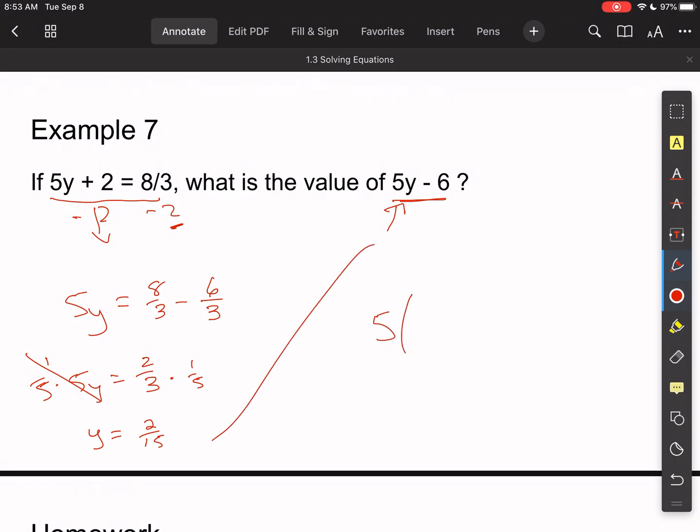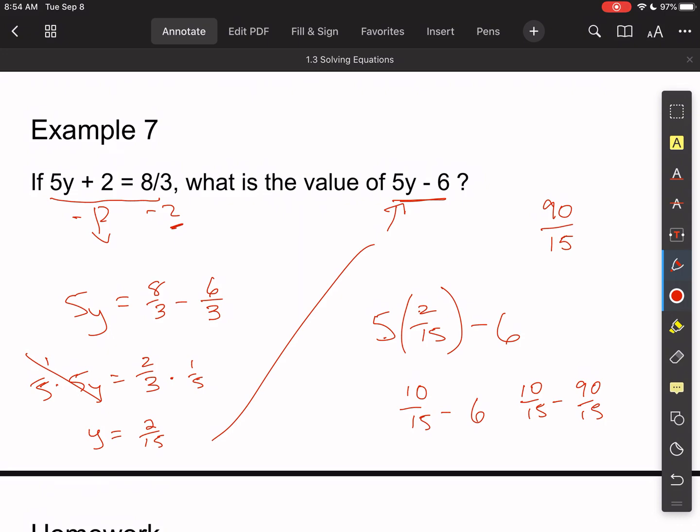So 5 times 2/15 minus 6 gives me 10/15, because 5 times 2 is 10. 10/15 minus 6. Now, this is a difficult problem to do if I don't have a common denominator, so I need a common denominator. If I'm thinking about 15ths, if I want to get 6, I've got to multiply that by 15. 15 times 6 gives me, what does that come out to, 90? Right, so I can write it like that. So this is the same as 10/15 minus 90/15.